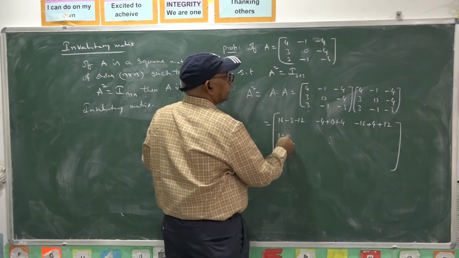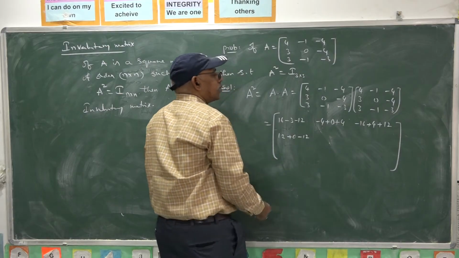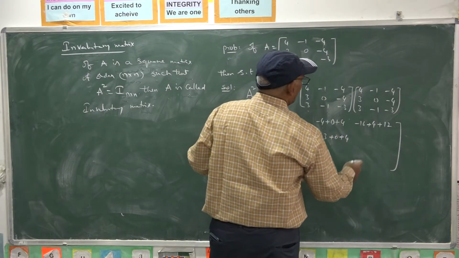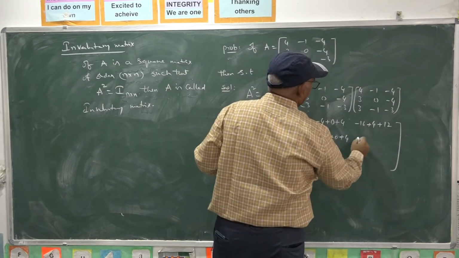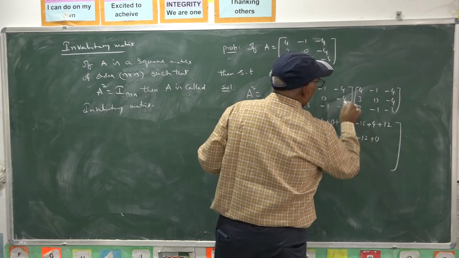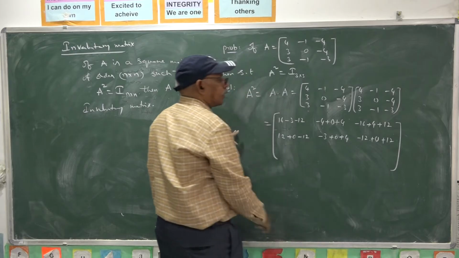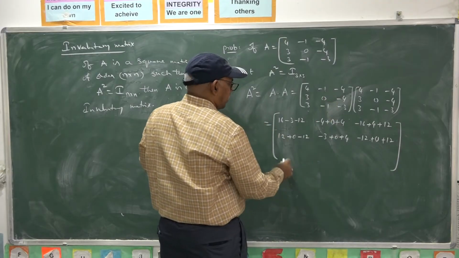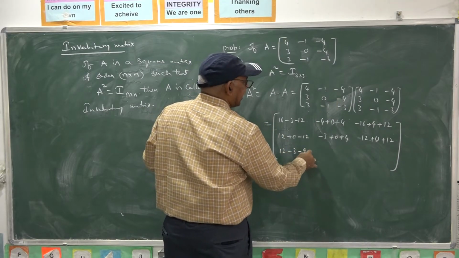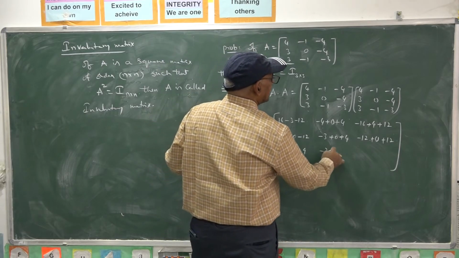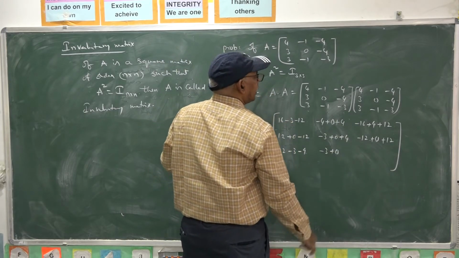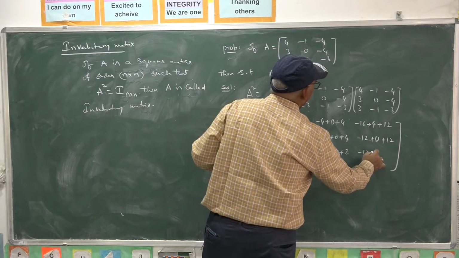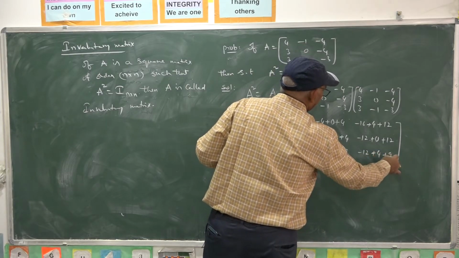Second row first column product, 12 0 minus 12. Second row second column product, minus 3 0 plus 4. Second row third column product, 3 into minus 4, minus 12, 0 into 4, 0 and plus 12. Next one, third row first column product, 12 minus 3 minus 9. Third row second column product, minus 3 0 and this is plus 3. Third row third column product, minus 12 and plus 4 plus 9.